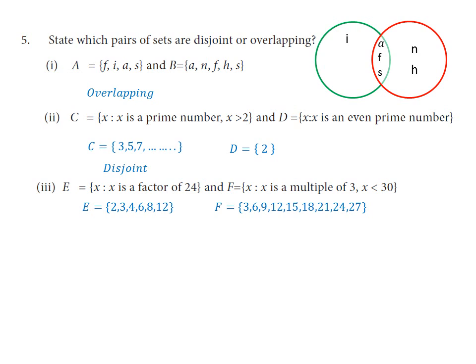So there are a few elements overlapping. Here 3 is there, here also 3. 6 is also common and 12 is also common. So this is overlapping.